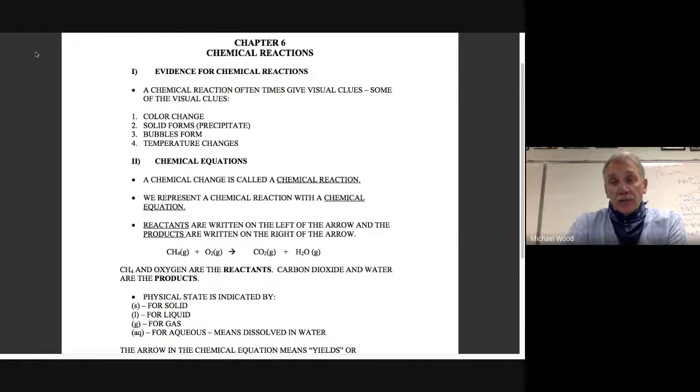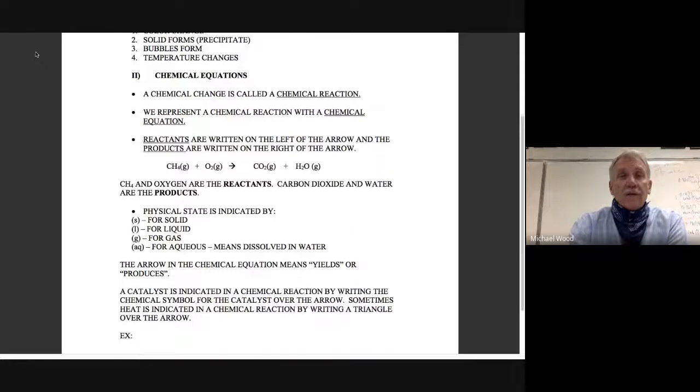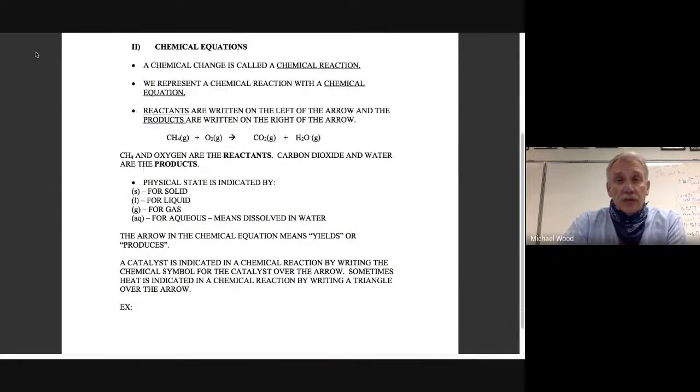The products are written on the right side of the arrow. In that equation, the CO2 and the water are the products. That makes sense too because they're being produced. Just like I said, CH4 and oxygen are the reactants. Carbon dioxide and water are the products.